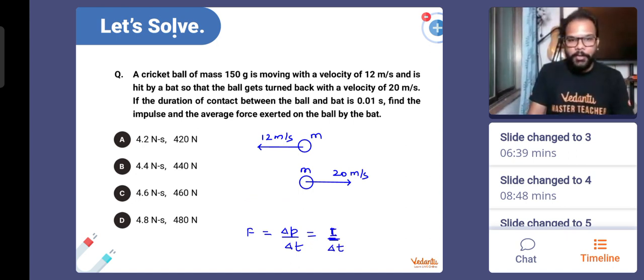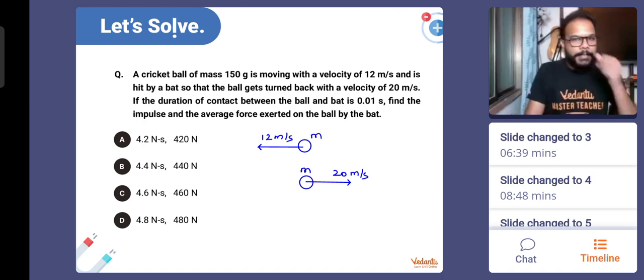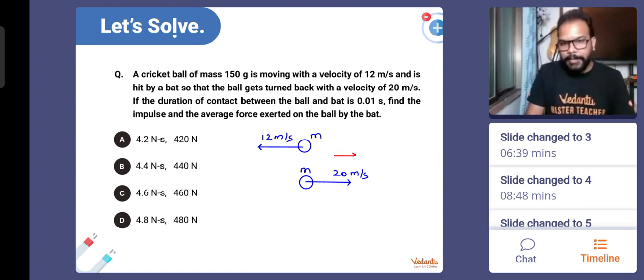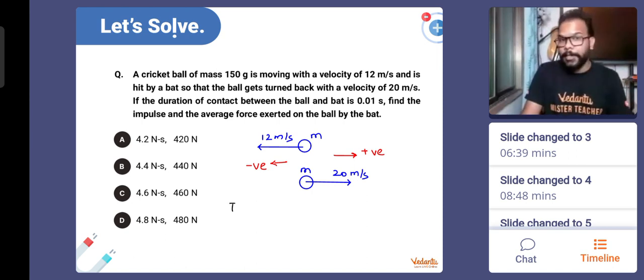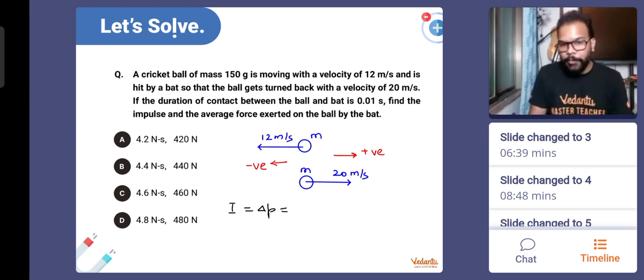Now, before I even do any of these maths, look at the diagram very carefully, everybody. Say I define this direction to be positive and this direction to be negative. Directions are now very important because we are dealing with vectors. All of these are vector quantities. So when I calculate the impulse, that's going to be change in momentum, I will say it is final momentum minus initial momentum. So mass into final velocity minus initial velocity.